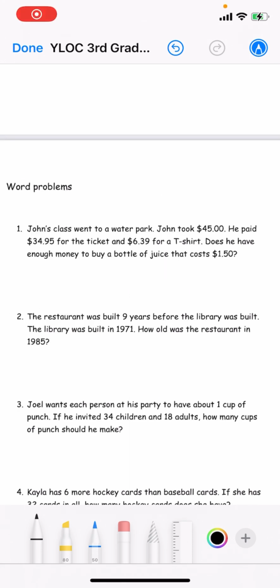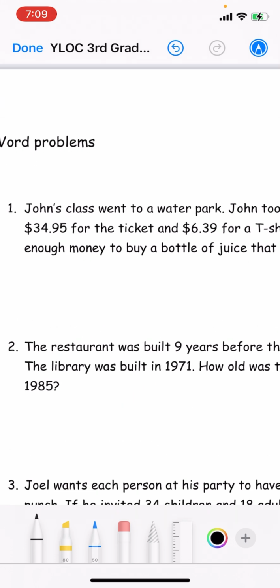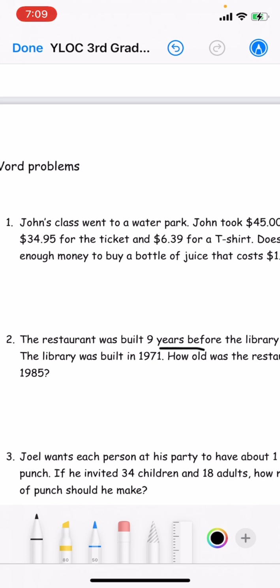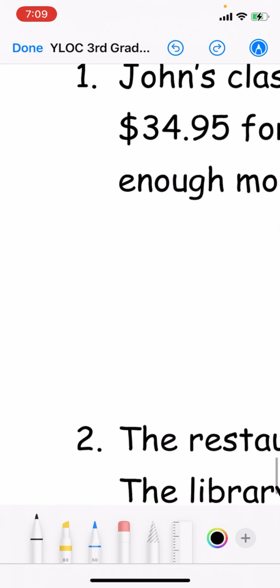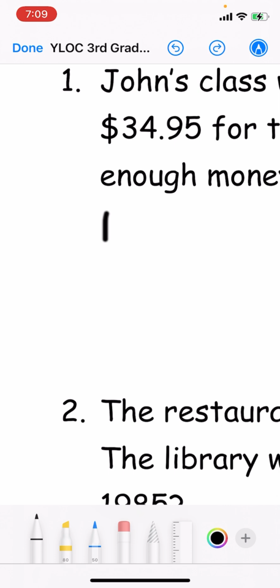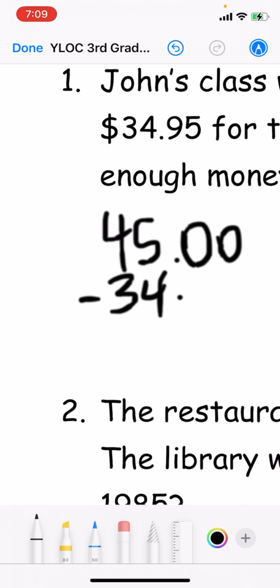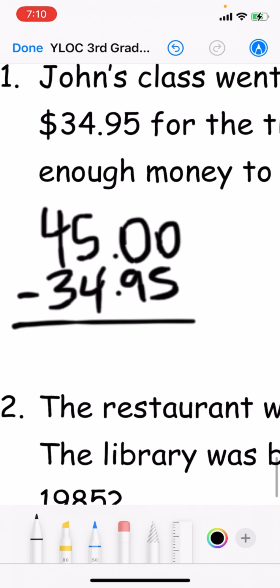Lastly, we'll be doing word problems. John's class went to a water park. John took $45. He paid $34.95 for the ticket and $6.39 for a t-shirt. Does he have enough money to buy a bottle of juice that costs $1.50? So he brought $45, and he spent $34.95 for the tickets.